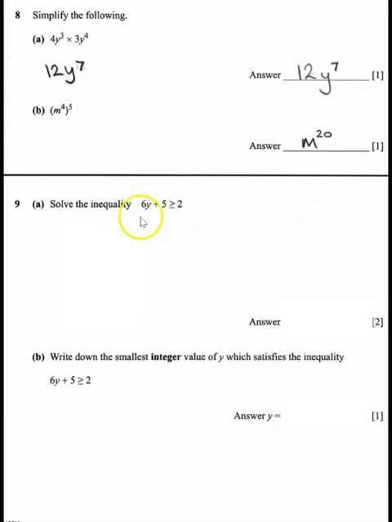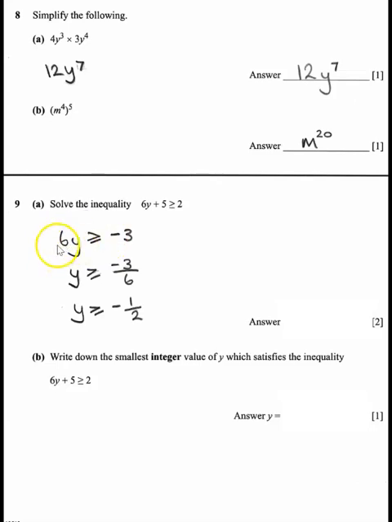So question 9, it says solve the inequality 6y plus 5 is greater than or equal to 2. So what we do here is we get rid of the 5 first. We take away 5 from both sides. So we get rid of the 5 on the left hand side, but then it's 2 take away 5, which is minus 3.